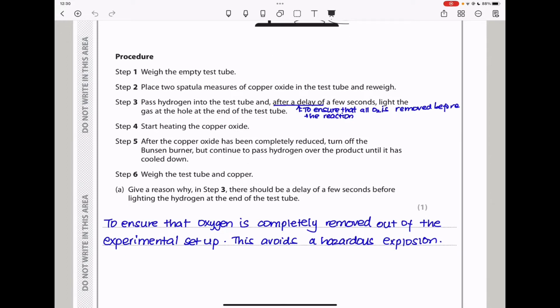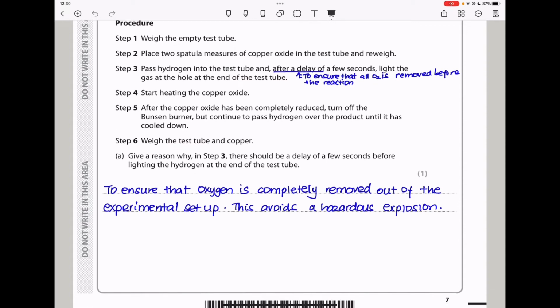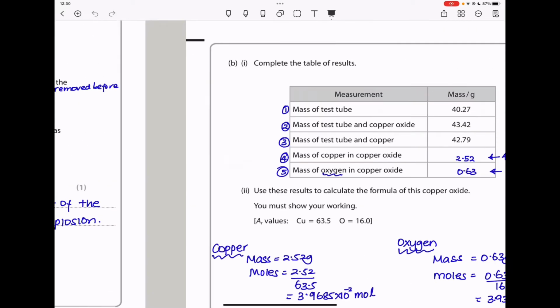So in part A they say give a reason why in step 3 there should be a delay of a few seconds before lighting the hydrogen at the end of the test tube. I say to ensure that oxygen is completely removed out of the experimental setup, this avoids hazardous explosions. Moving on.